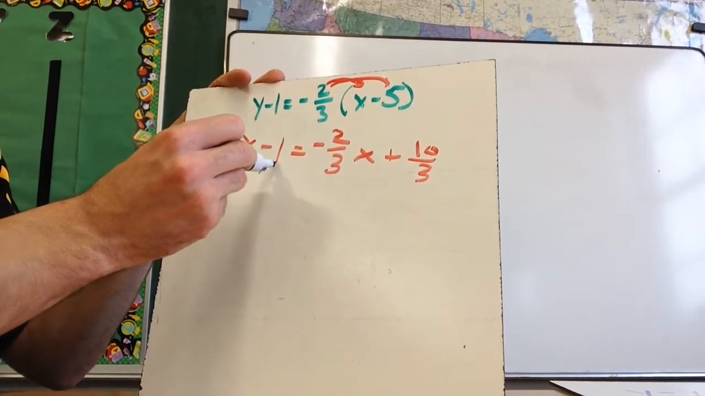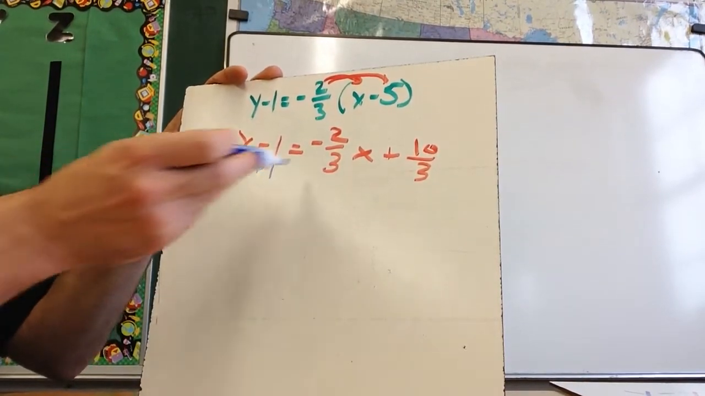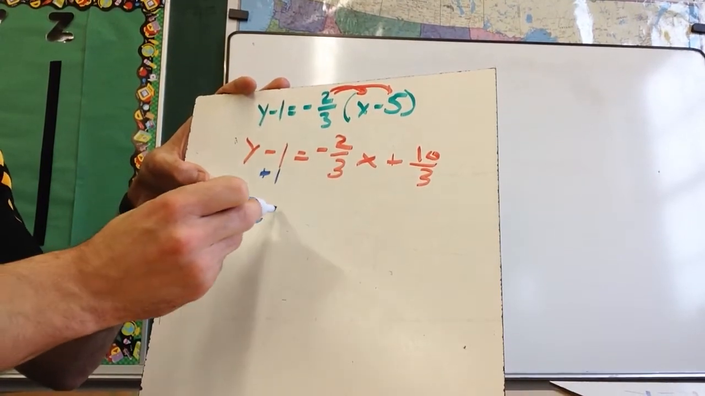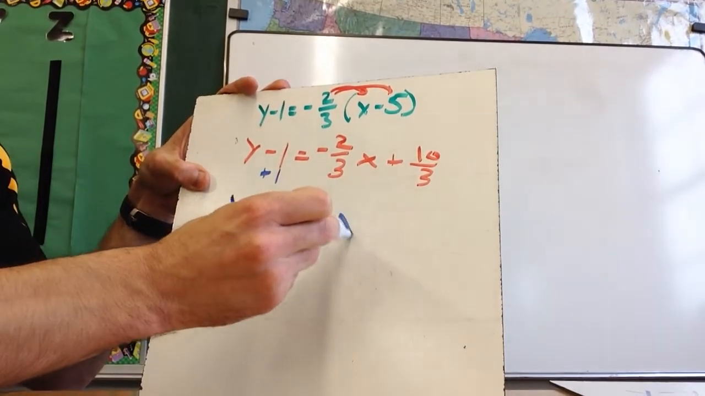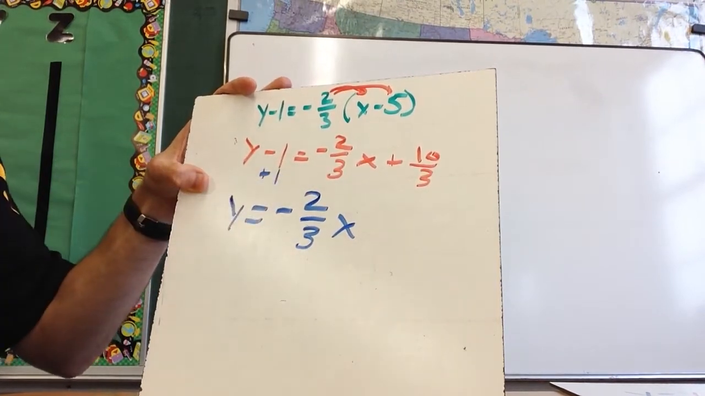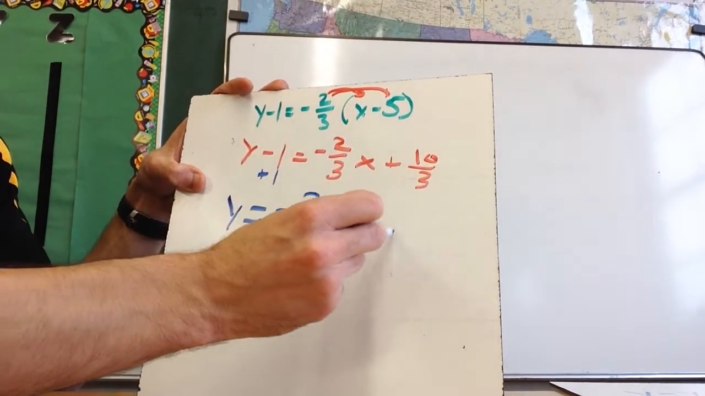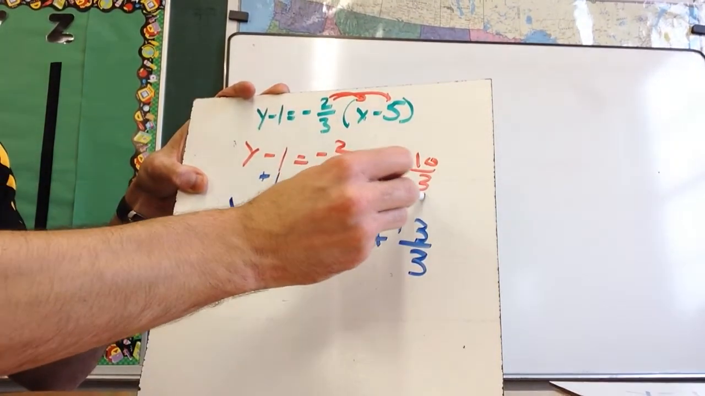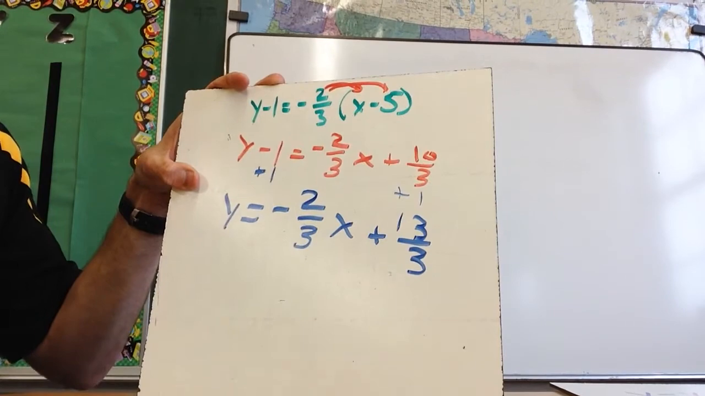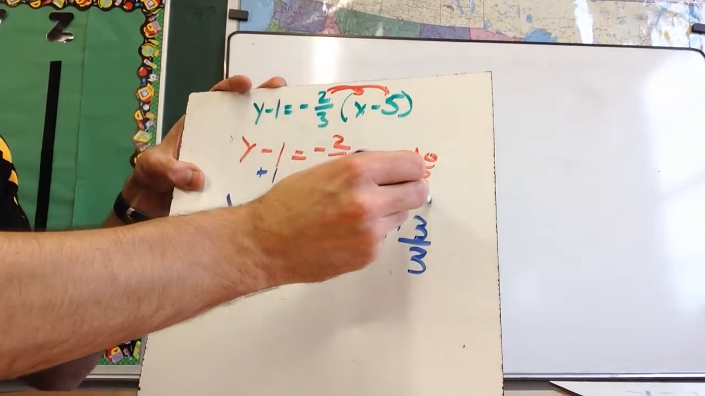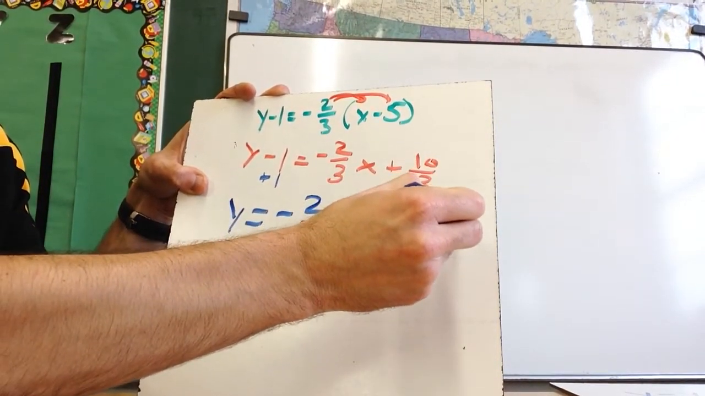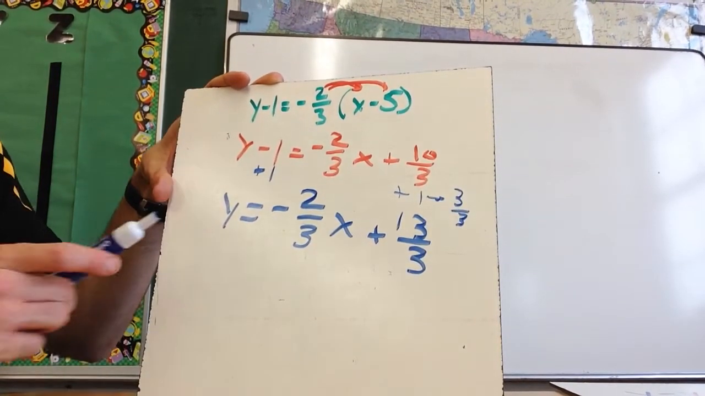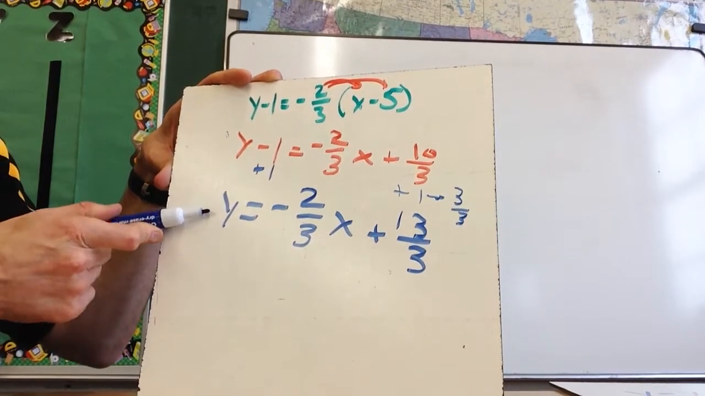in a moment. So first what I'm going to do is I'm going to add 1, because I want to get the y by itself, and then I'm going to bring the x over. So this becomes y equals, and this is negative 2/3 x. When I add 1, remember 1 is the same as 3/3, so this is going to become plus 13/3, right? Because I had 10/3, I'm adding 1 over here. Because I add 1 to this side, I got to add 1 to this side, and then this is the same as 3/3. So remember, you got to have a common denominator, and then we add the numerators. So this is 13/3.